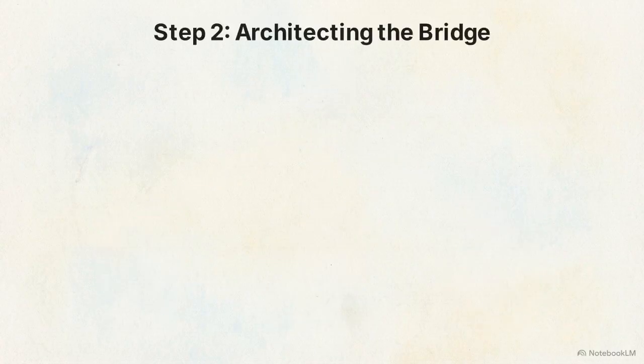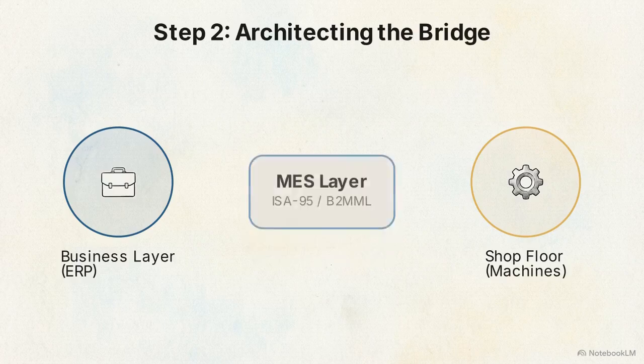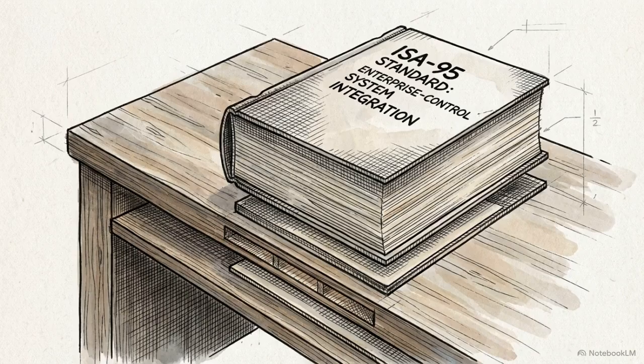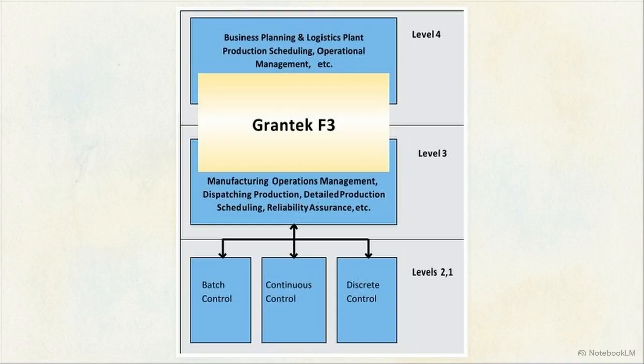Step 2 is architecting the bridge. To get your business software and factory machines speaking the same language, you need a framework. The international standard for this integration is ISA 95. Under ISA 95, Level 4 is the ERP, handling business planning. Below that, Level 3 is the MES. It translates business orders into a detailed schedule, factoring in equipment availability. These instructions are pushed downward to Levels 1 and 2, where machines actually build the product.